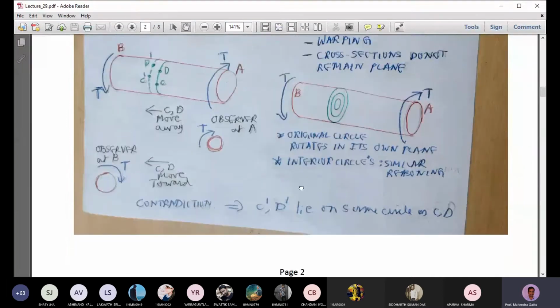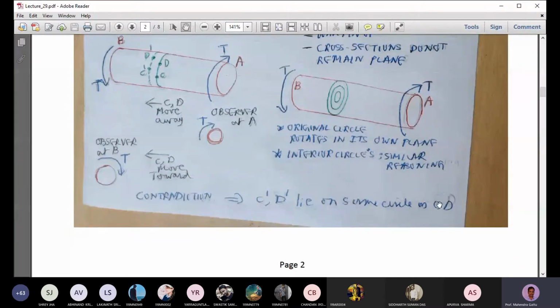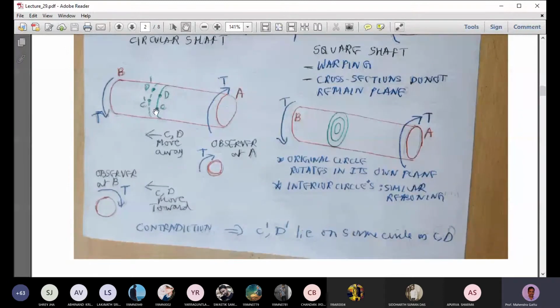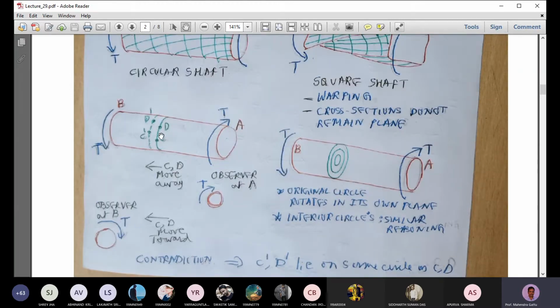Okay, so C prime, D prime lie on the same circle as C and D. So what you can say is that under the action of torsion, the entire circular line will rotate, and it will lie in the same plane. It will not move to the left or to the right. All the points which are lying on the plane will remain on the same plane, but the only thing is they will rotate by a certain angle. So this is the reasoning we are using to say that all the planes on rotation will lie in the same plane of cross section.